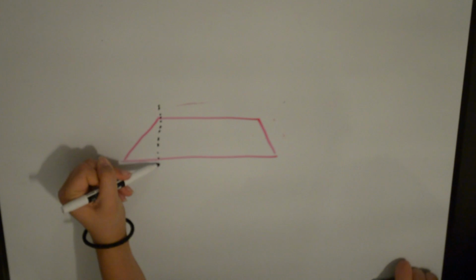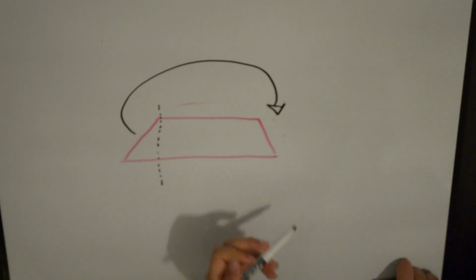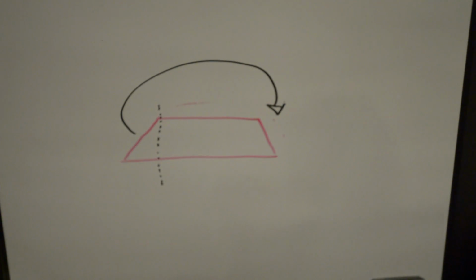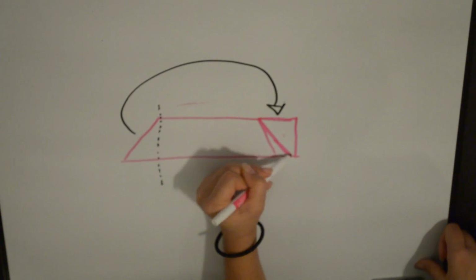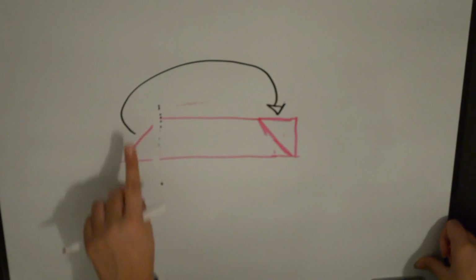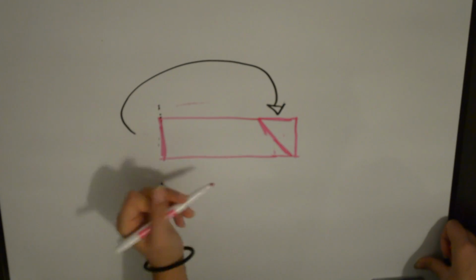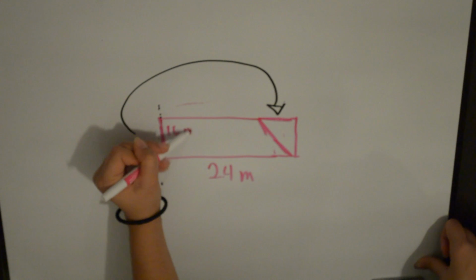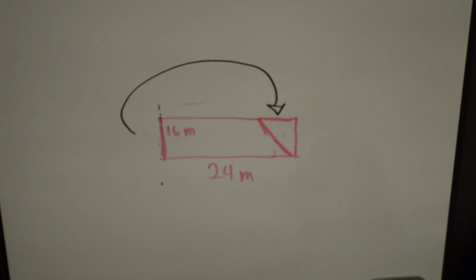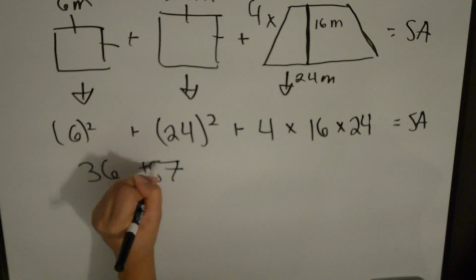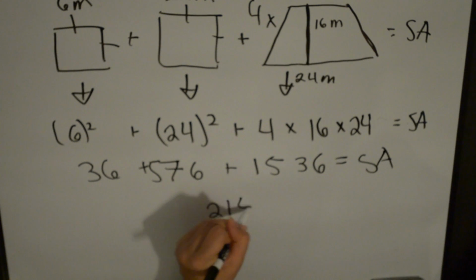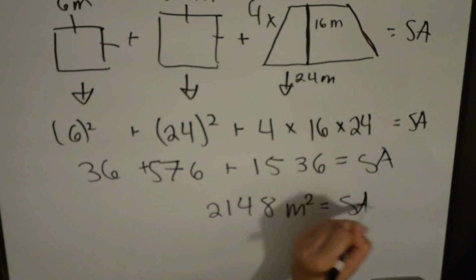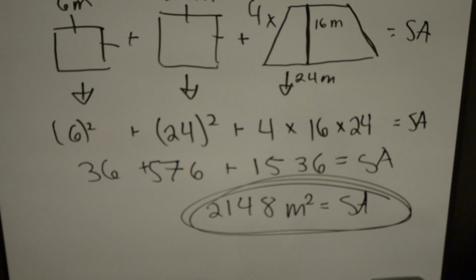One shape you might not know how to figure out its surface area is the trapezoid. If you make a triangle at the end, chop it off and put it on the other end, it makes a rectangle with the dimensions of 16 meters and 24 meters. And figuring out the area of a rectangle is a lot easier. So this is how you do it. 6 squared plus 24 squared plus 16 times 24 times 4 equals 2,148 meters squared. This is the surface area.